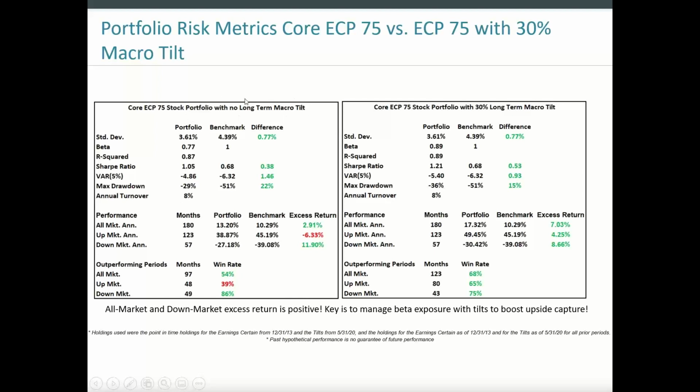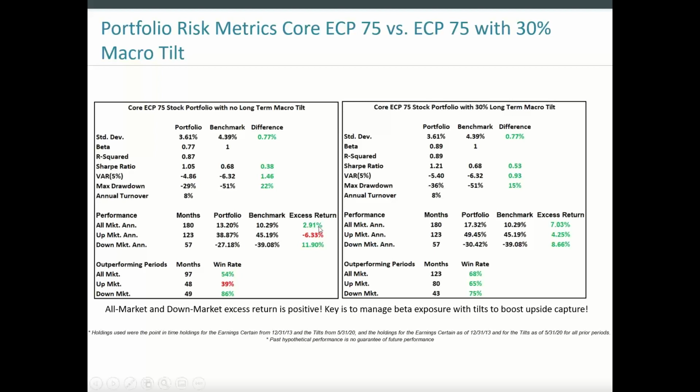And we have all of those webinars and these decks available. I can send any of them to you. But this was basically actual performance for the prior 180 months. Out of the 180 months, we had 57 down markets. Okay, that's 57 down months. We outperformed in 86% or 49 of the 57 down months, and the excess return was 11.9%.